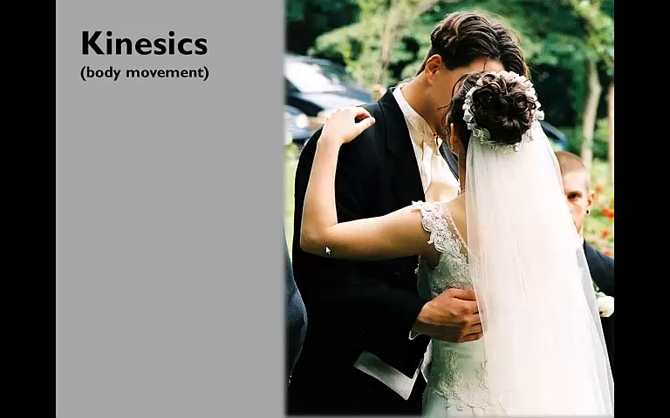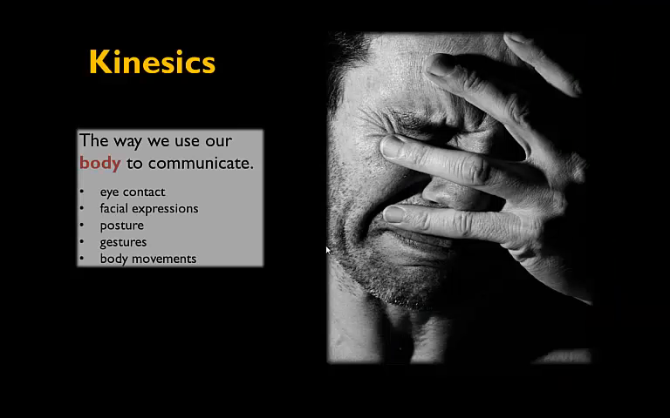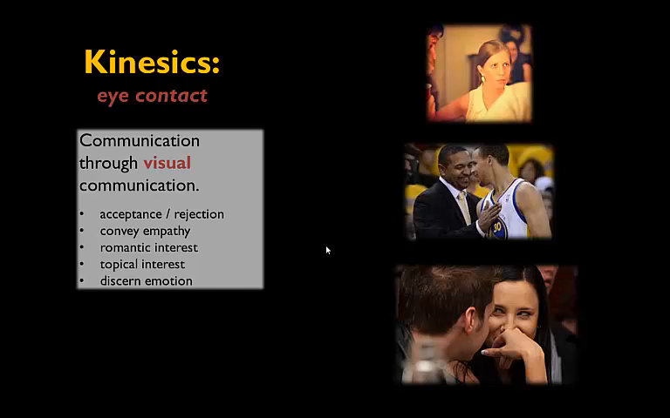So first, let's talk about kinesics, which is all sorts of different categories of body movement. So the way we use our bodies to communicate. And kinesics includes eye contact, facial expressions, posture, our gestures, and other body movements. So let's talk about eye contact.